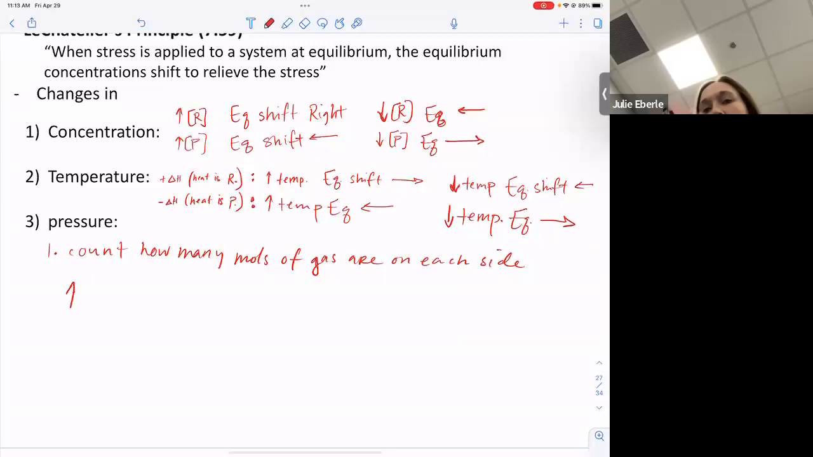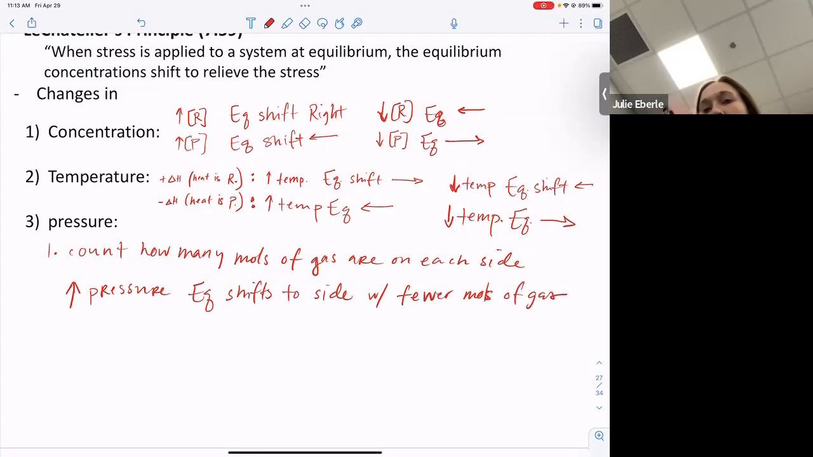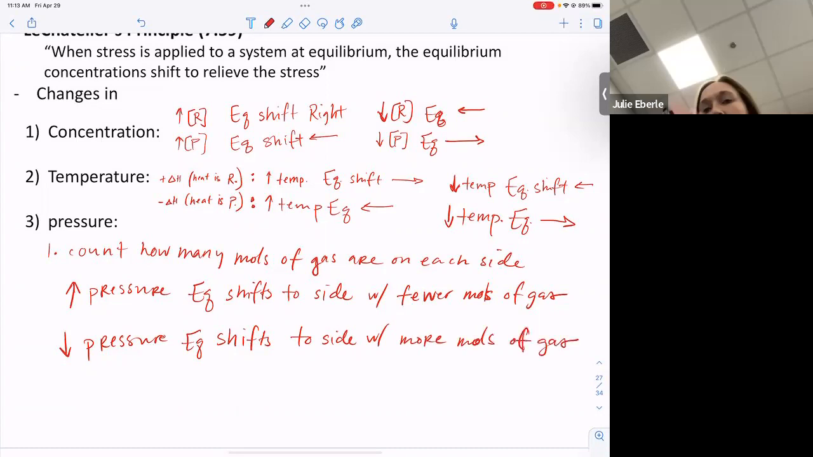Because here's what happens: an increase in pressure, equilibrium shifts to the side with fewer moles of gas. And a decrease in pressure, equilibrium shifts to the side with more moles of gas. Okay.